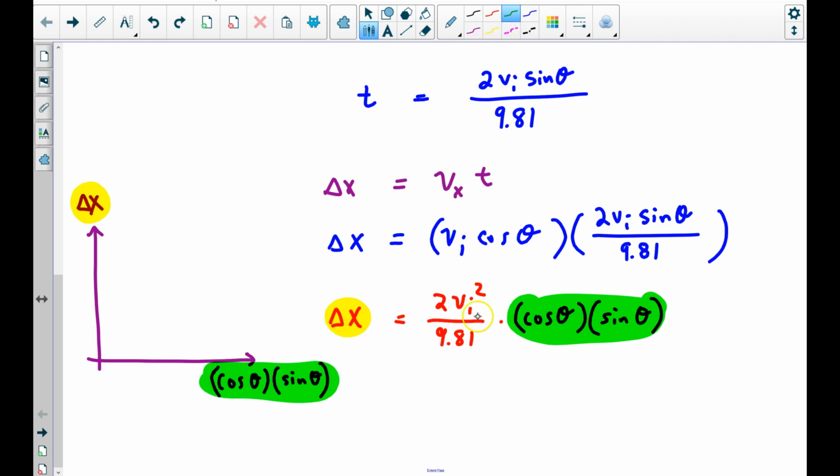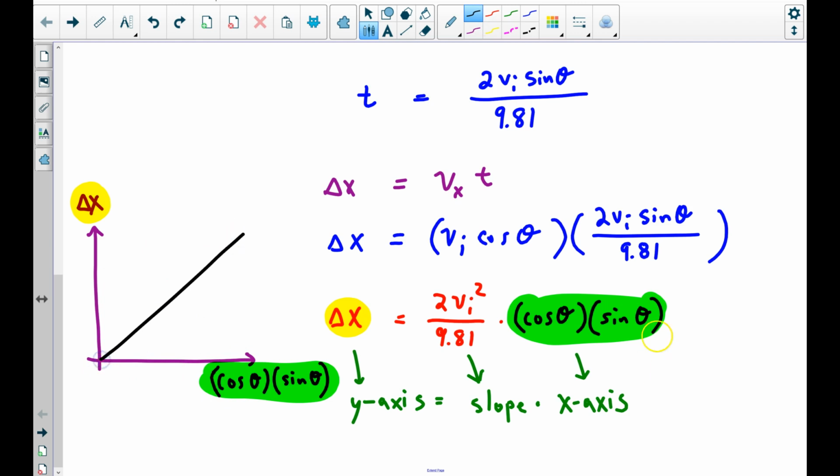What we have now, if that whole thing is our x-axis quantity, then now we have y-axis equals slope multiplied by x-axis. And so this line with this crazy thing on the x-axis should be straight, and it should go through the origin because there is no y-intercept.